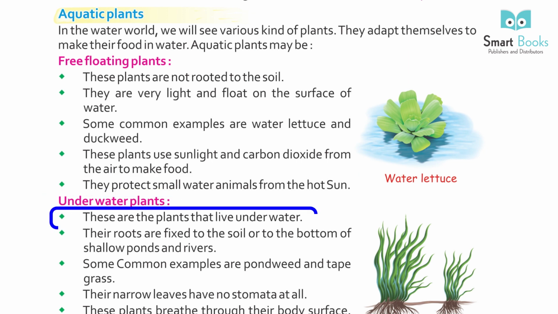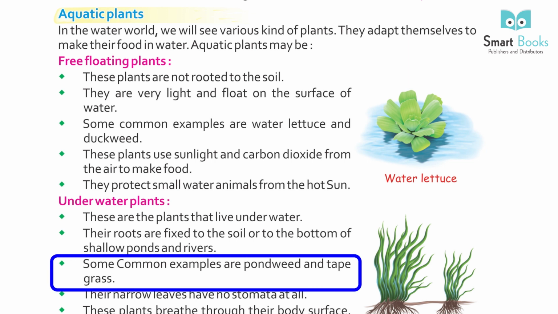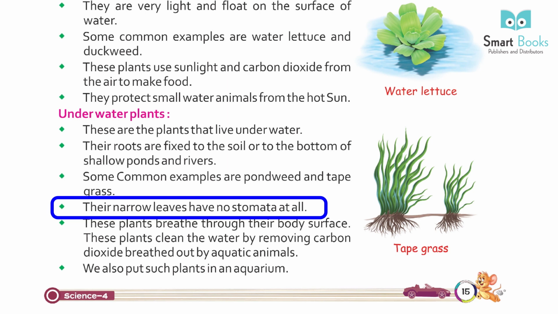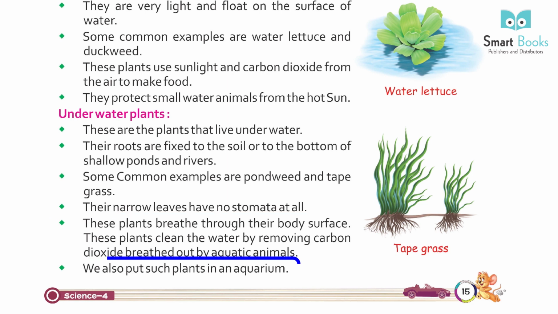Underwater plants. These are the plants that live underwater. Their roots are fixed to the soil or to the bottom of shallow ponds and rivers. Some common examples are pondweed and tape grass. Their narrow leaves have no stomata at all. These plants breathe through their body surface. These plants clean the water by removing carbon dioxide breathed out by aquatic animals. We also put such plants in an aquarium.